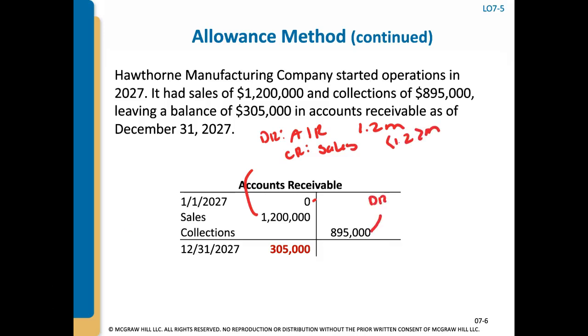And then sometime during the year we collected that. So we would say debit cash 895,000, and credit accounts receivable 895,000. So just so you see. And so at the end of the year, we're saying, okay, we still have $305,000 left to collect.